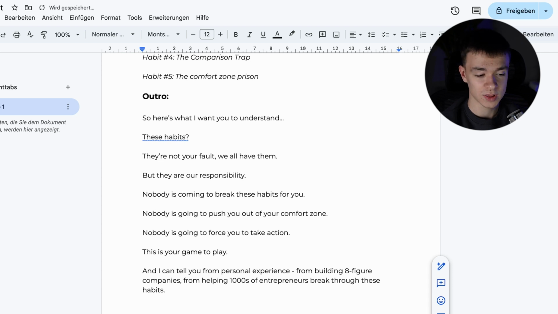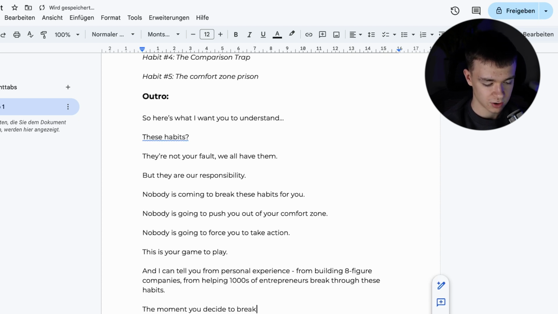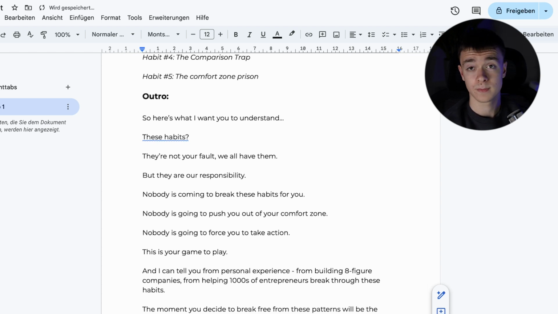Again, what we're saying with that, he is the authority. He already helped thousands of people break through these habits. He wants to help you out with that too. And now we again push that sentence by saying, the moment you decide to break free from these patterns will be the moment everything changes. Boom. Break through from these patterns, avoid these habits, and then everything will change.